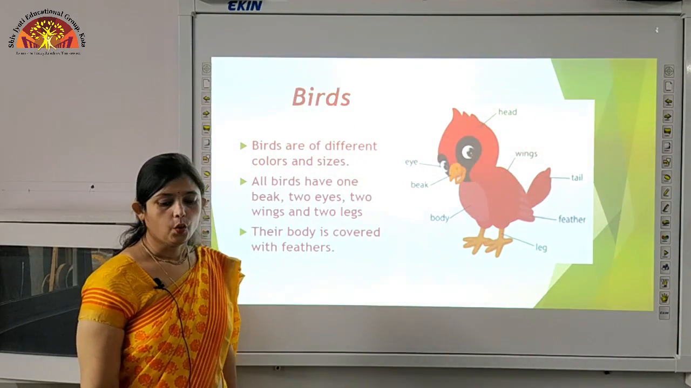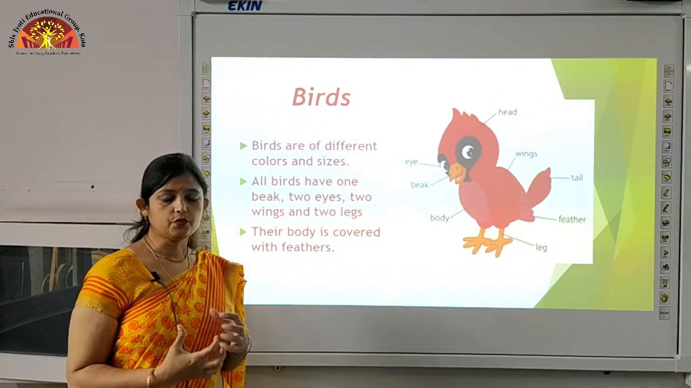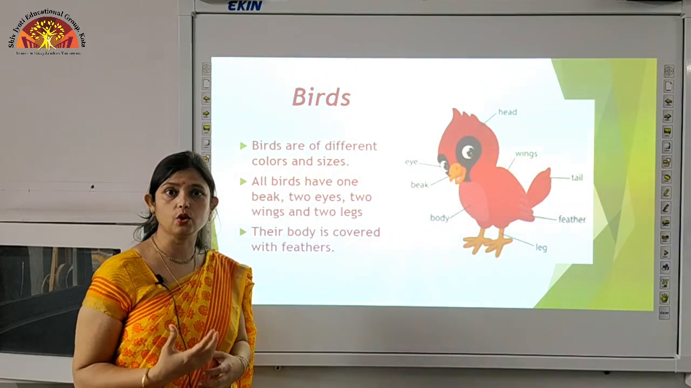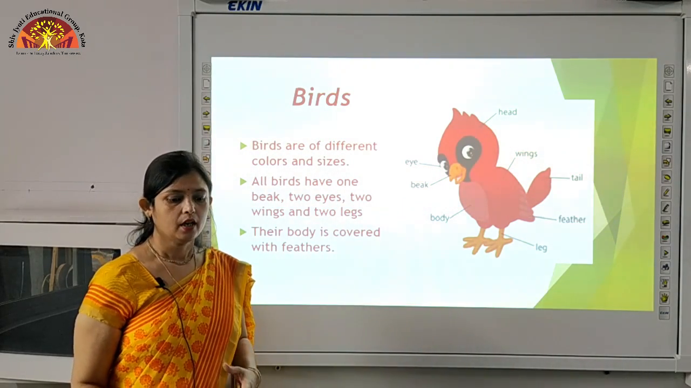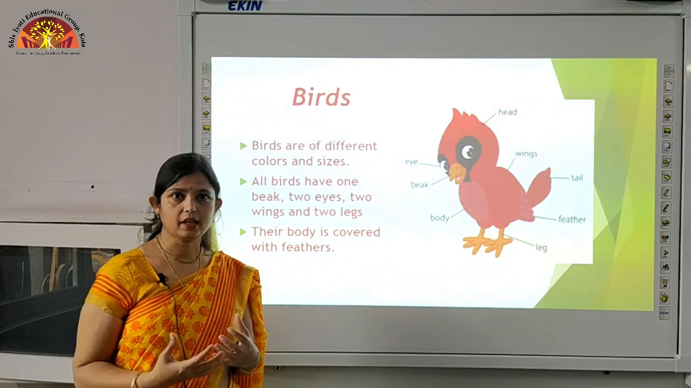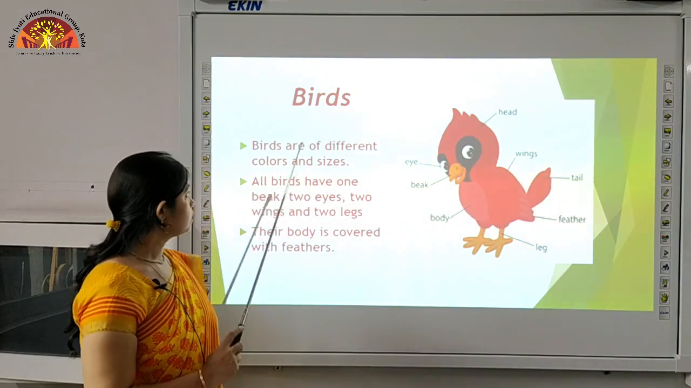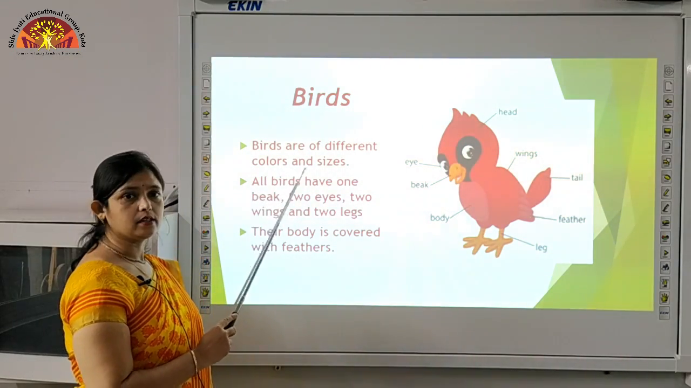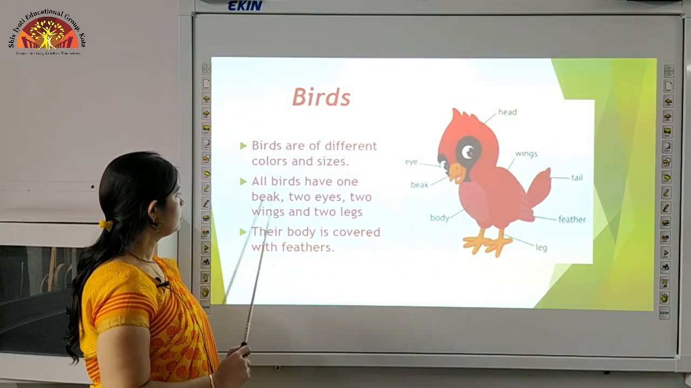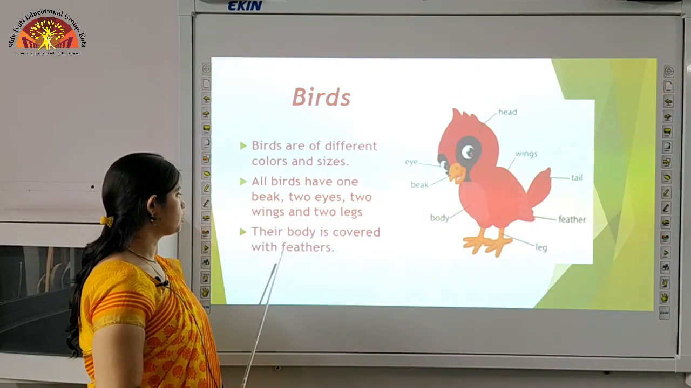So children, when you wake up early in the morning, you hear different melodious sounds from your surroundings. These are the sounds of the chirping of birds. There is a variety of birds surrounding us. You might have seen sparrows, pigeons, peacocks. These birds are of different colors and sizes. All birds have one beak, two eyes, two wings and two legs. Their body is covered with feathers.